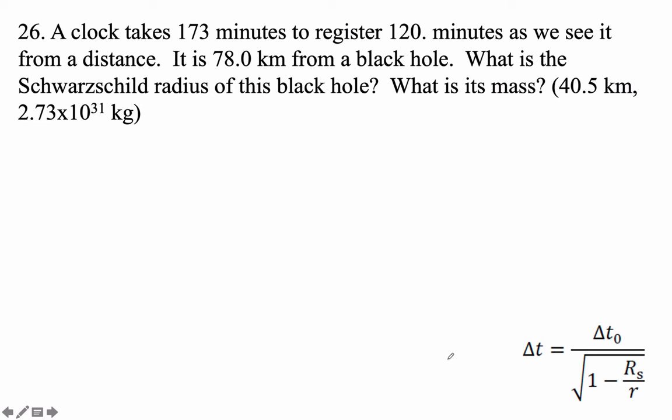A clock takes 173 minutes to register 120 minutes as we see it from a distance. It is 78 kilometers from a black hole. Not from the event horizon, but from the center of the singularity. What is the Schwarzschild radius? Cannot be determined. What is the mass of the black hole? Uh-oh. Now we're in trouble.